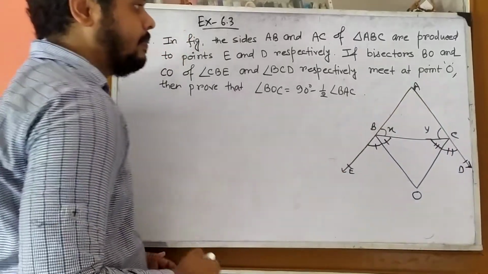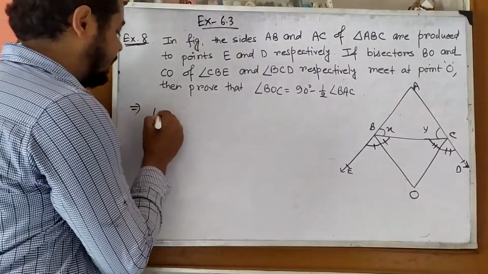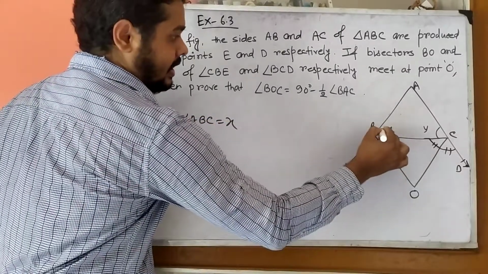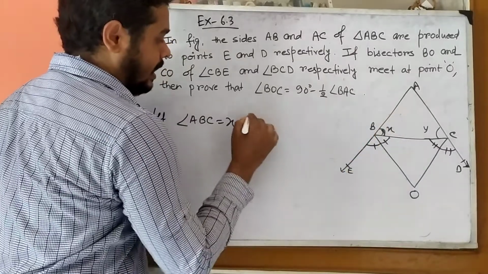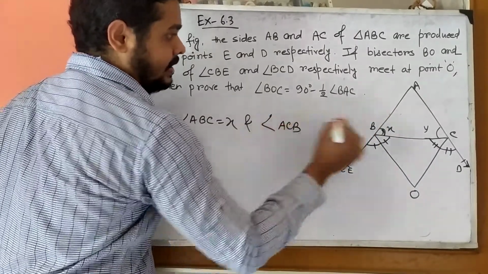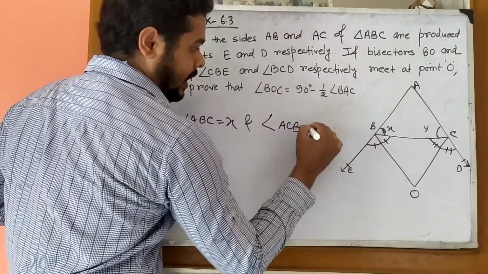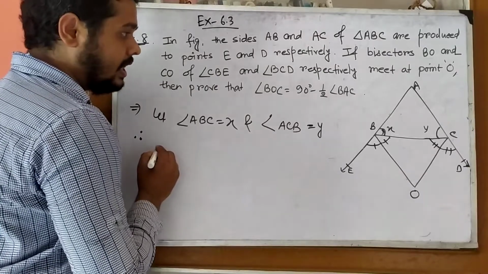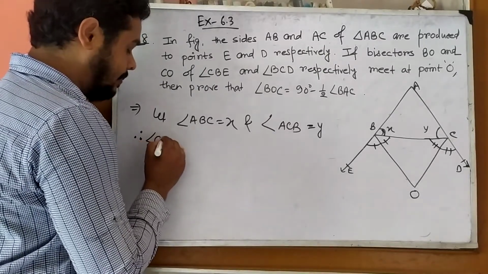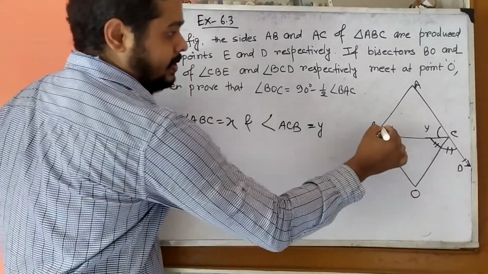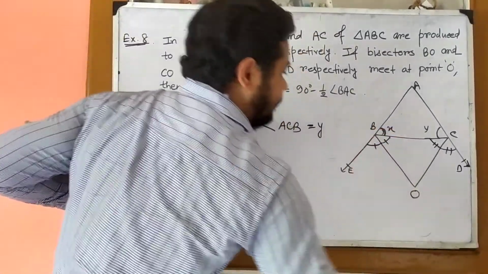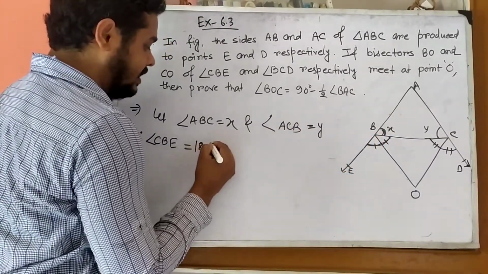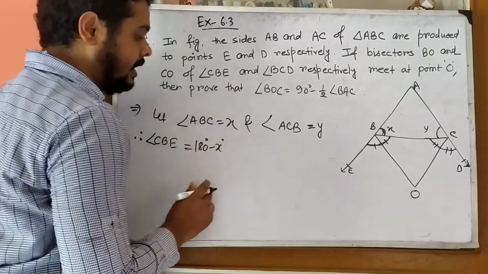This is our angle BAC. Now to prove that, let angle ABC equal X, and angle ACB be Y. This is our assumption. So clearly, if this angle is X, then angle CBE, this whole angle, will be 180 degrees minus X.